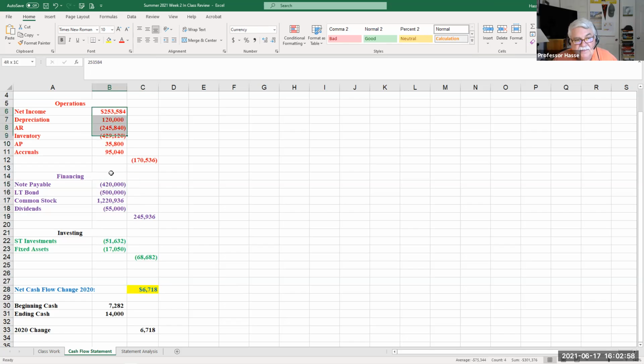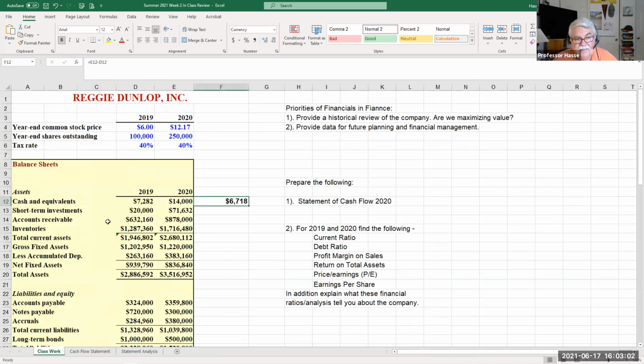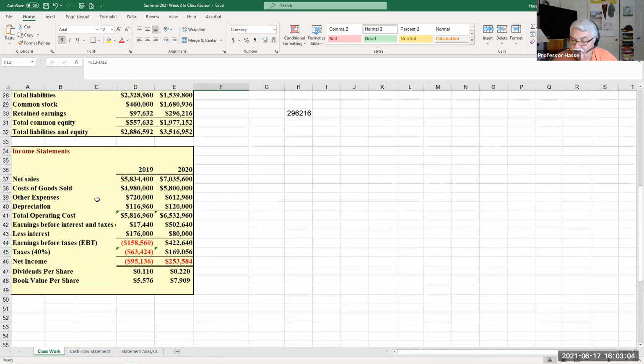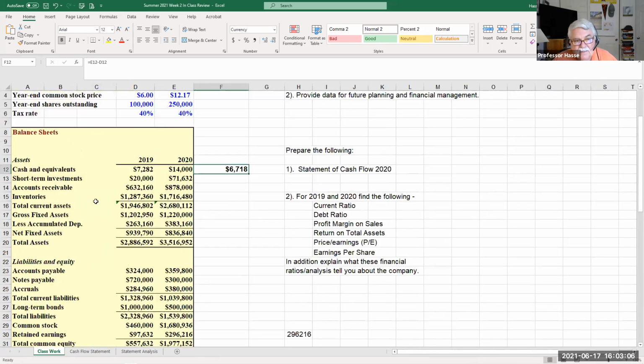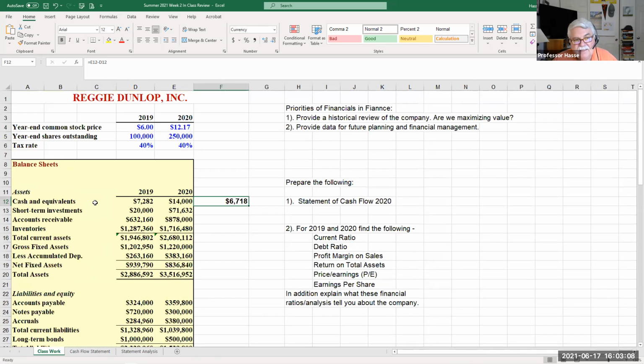And all this information is in the first two financial statements, the balance sheet and the income statement. You need to refresh your memory on these from chapter 3. What do these three statements tell you, and how do you interpret them? That's what you need to study for this chapter 3.